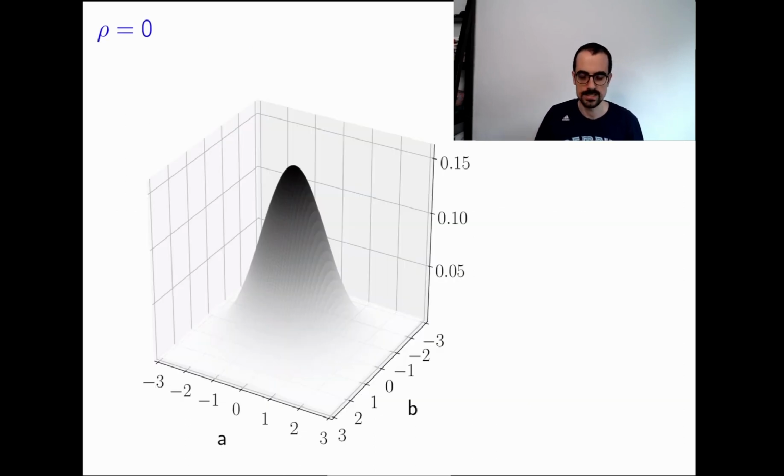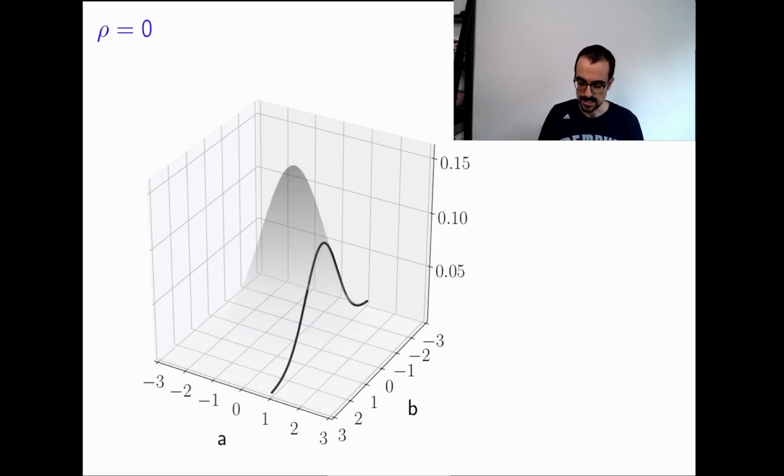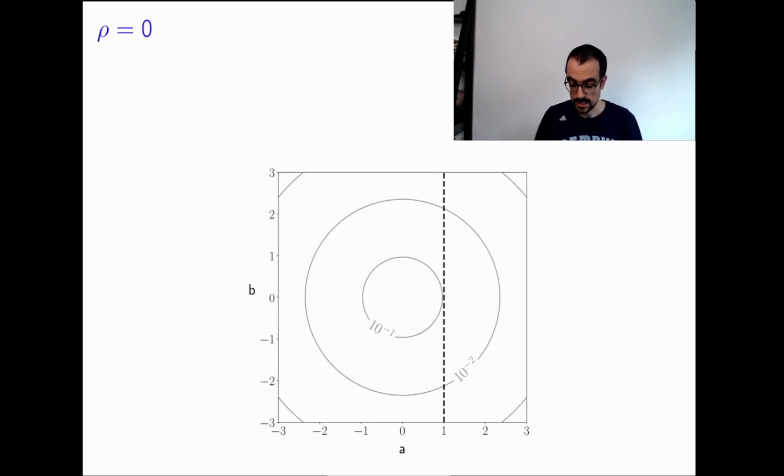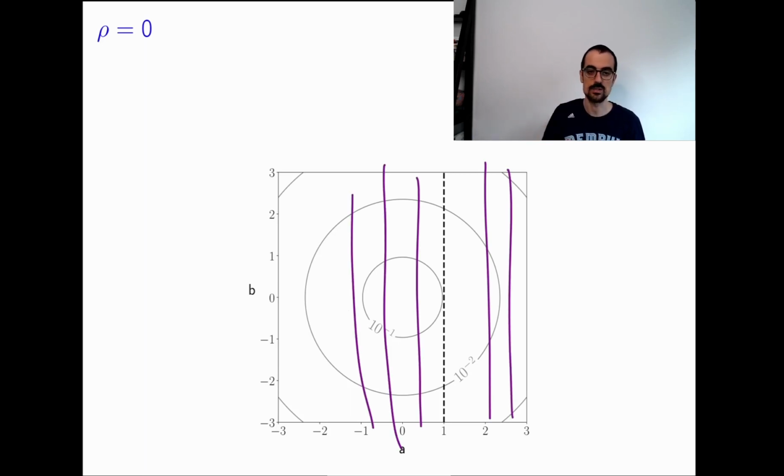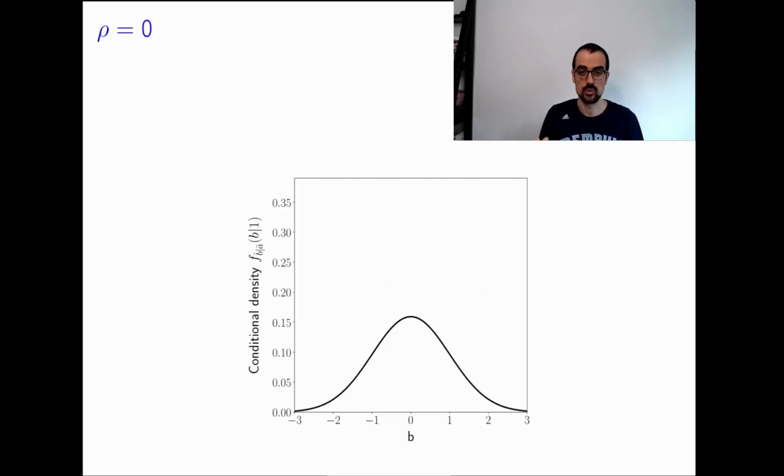This is the case where rho is equal to 0. And what happens here is that when we look at the conditional, so here we're looking at the conditional where A is equal to 1. These are the contour lines. The contour lines are circles because of what I just said. You have the identity matrix as a covariance. Now when I slice this, wherever I slice it, I get the same thing. I get a Gaussian centered at 0, which looks like the marginal. Okay, so the two random variables are actually independent.